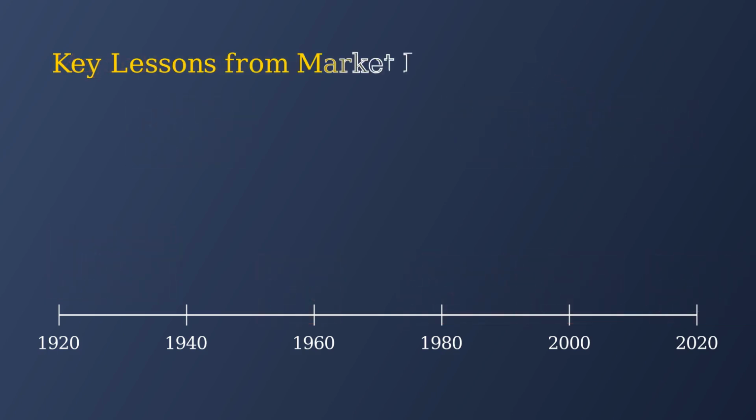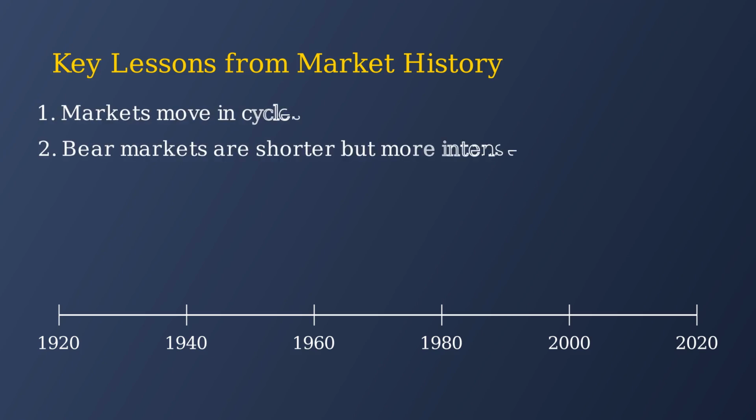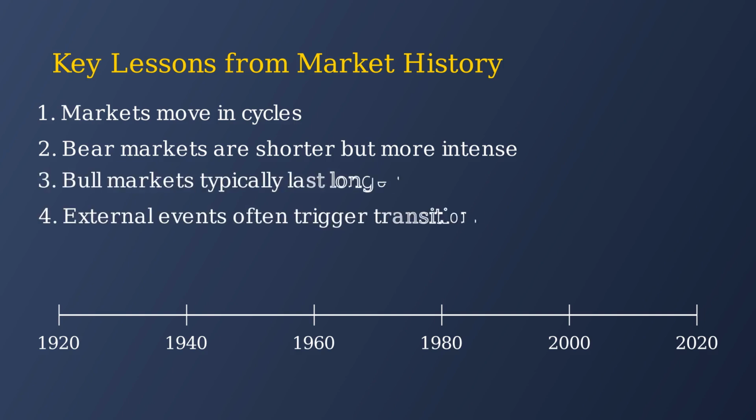Looking at these historical examples reveals important patterns and lessons about market cycles. First, markets invariably move in cycles, with periods of expansion followed by contraction. Second, bear markets are typically shorter but more intense than bull markets. Third, bull markets generally last longer and generate steady returns over time. And fourth, external events like wars, crises, or technological innovations often trigger transitions between market phases.